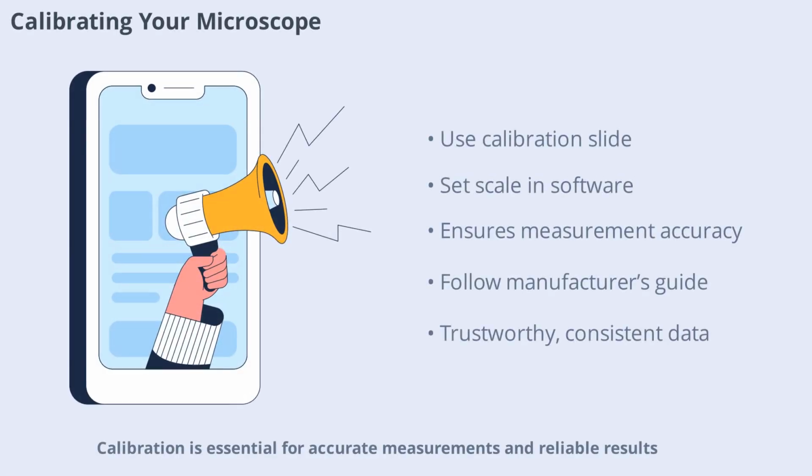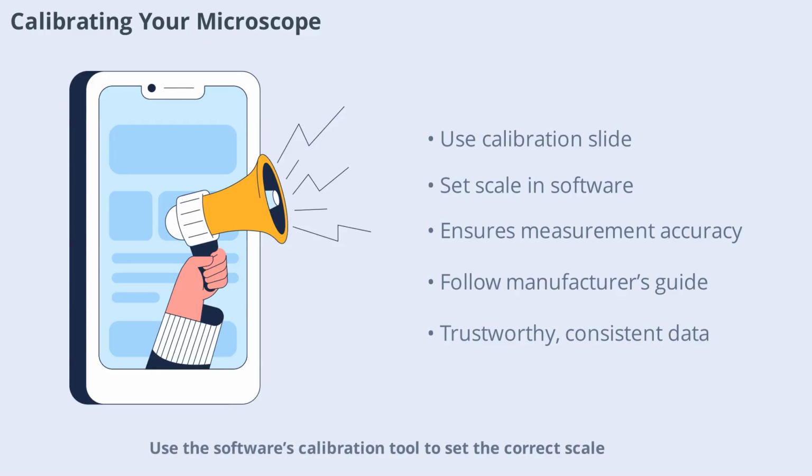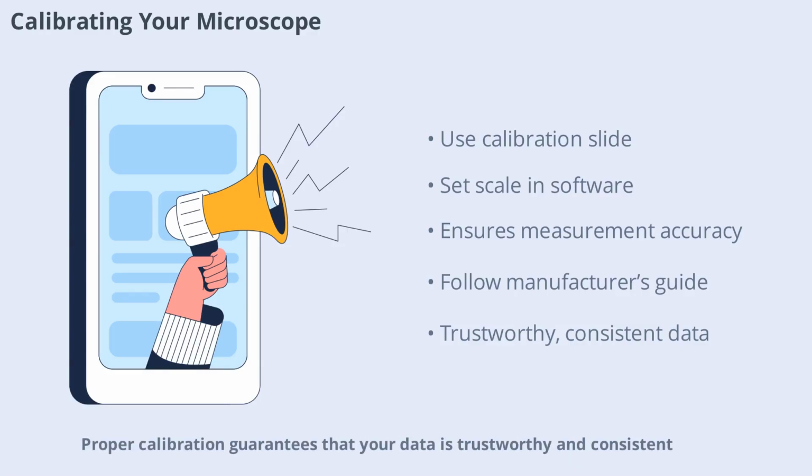Calibration is essential for accurate measurements and reliable results. Most digital microscopes include a calibration slide or reference object. Use the software's calibration tool to set the correct scale, ensuring that measurements are precise. Regular calibration is especially important if you use the microscope for scientific or industrial purposes. Follow the manufacturer's guidelines for best results. Proper calibration guarantees that your data is trustworthy and consistent.